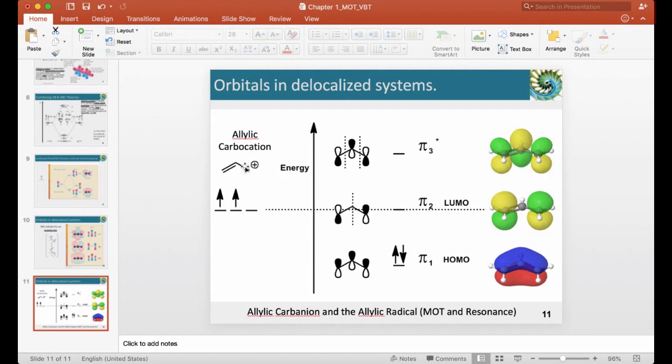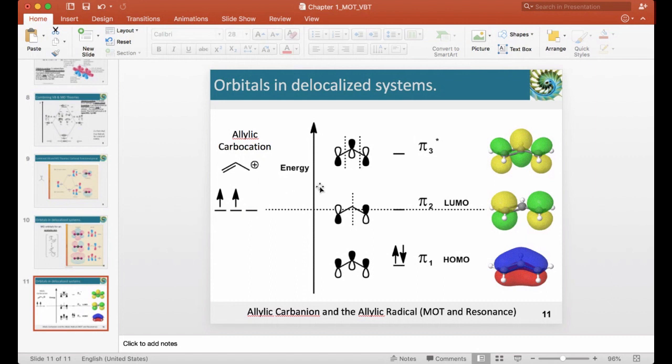So 1, 2, 3 p orbitals next to one another. 1, 2, 3 sp2 carbons. That's the reason for that. 3 sp2 carbons, 3 p orbitals. One is empty, but it's there. So if we linearly combine 3 p orbitals, we get 3 molecular orbitals: one with no nodes, one with one node, and one with two nodes. Exactly as we did for the acetate ion.